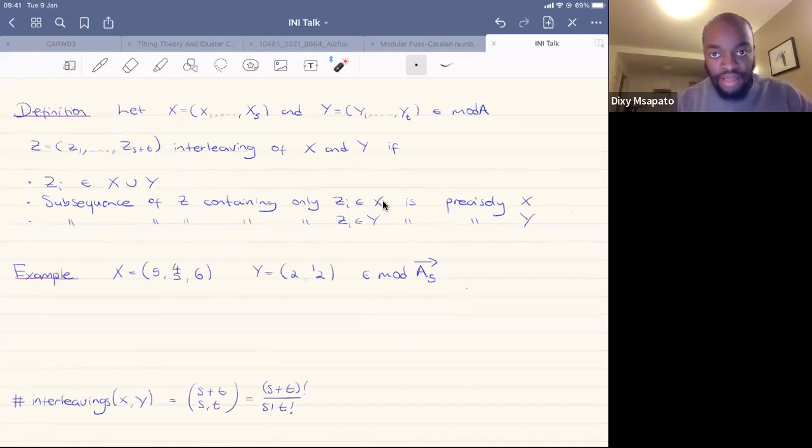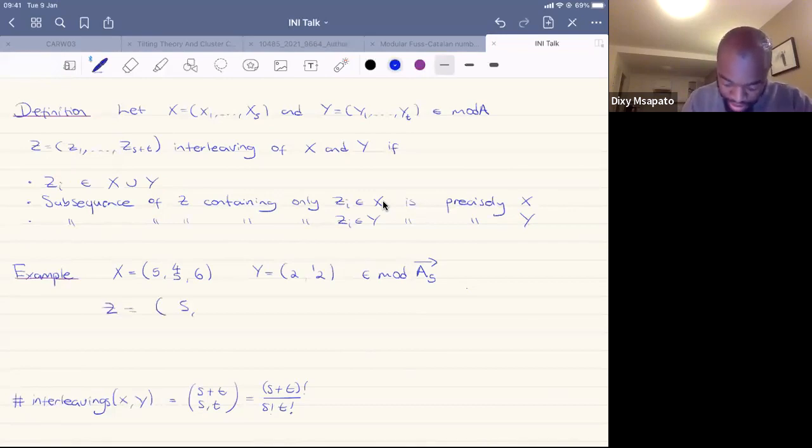Let X and Y be tau exceptional sequences in mod A. So X has S objects and Y has T objects. A sequence Z with S plus T objects is going to be called an interleaving of X and Y if each Zi inside of Z comes from X or Y, and the subsequence of Z containing only objects in X is precisely just X again. And likewise, we want that the subsequence of Z containing only objects in Y is precisely just Y. So for example, consider the sequence Z given by 5, 2, 4, 5, 6, 1, 2. This is an interleaving of X and Y because the subsequence containing only elements of X, 5, 4, 5, and 6, is again X, and likewise for Y.